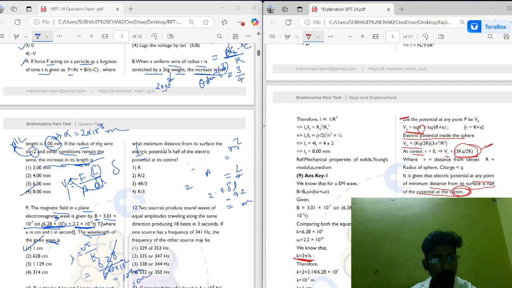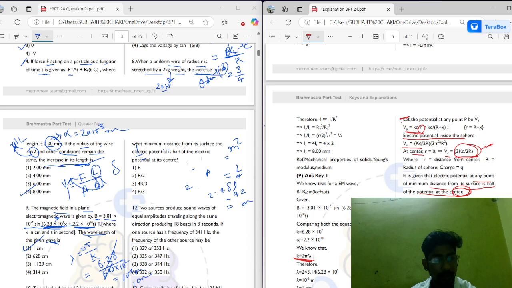An object is placed at a distance 60 cm from the convex lens. The focal length is 30 cm. The object is placed at the radius of curvature, so the distance of the image V will be 60 cm only. If the object is placed at the center of curvature, the image is also formed at the center of curvature only. U is equal to V.